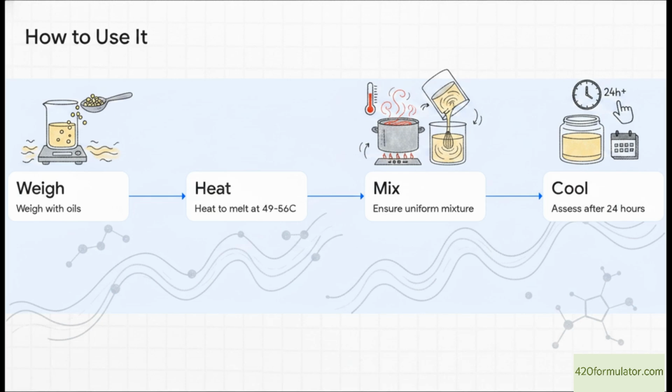Step 3, make absolutely sure the melted mixture is completely uniform before you even think about combining your phases. And lastly, Step 4, always wait at least 24 hours after the product is completely cooled to judge its final viscosity. If you try to judge it while it's still warm, you'll get a totally false impression of how thick it's actually going to become.